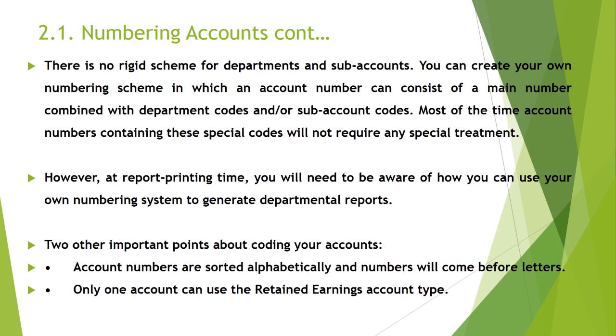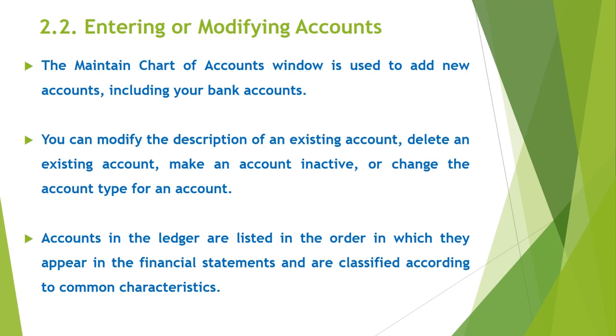There is no rigid scheme for departments and sub-accounts. You can create your own numbering scheme in which an account number can consist of a main number combined with department codes and/or sub-account codes. Most of the time account numbers containing these special codes will not require any special treatment. However, at report printing time, you will need to be aware of how you can use your own numbering system to generate departmental reports. Two other important points about coding your accounts: account numbers are sorted alphabetically and numbers will come before letters. Only one account can use the retained earnings account type.